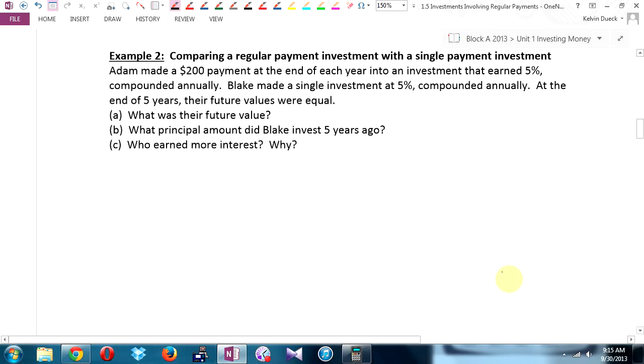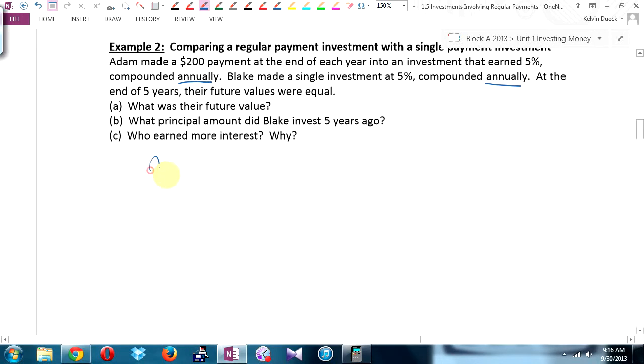Adam made a $200 payment at the end of each year into an investment that earned 5% compounded annually. Blake made a single investment at 5% compounded annually. At the end of 5 years, their future values were equal. A asks, what's their future value? B asks, what principal amount did Blake invest? And C says, who earned more interest and why?